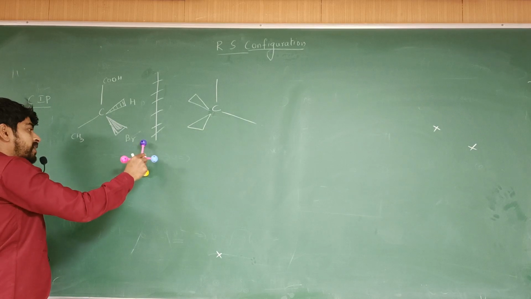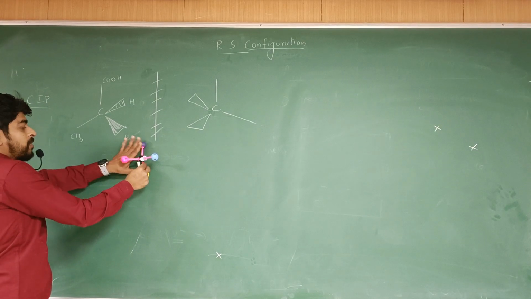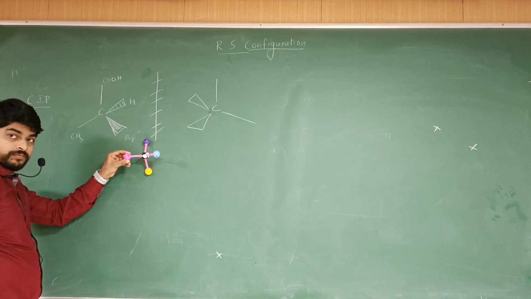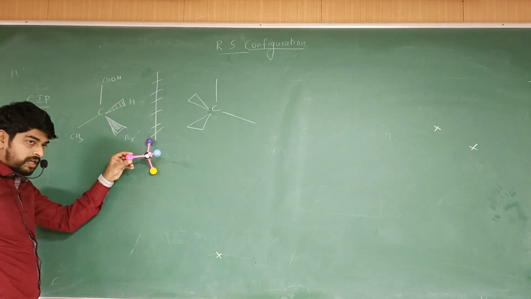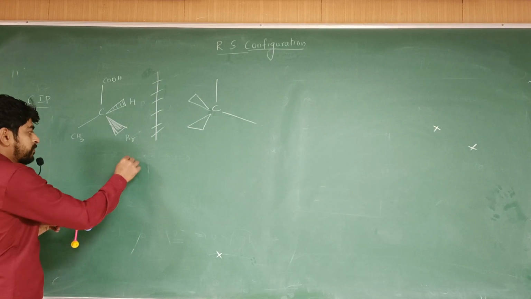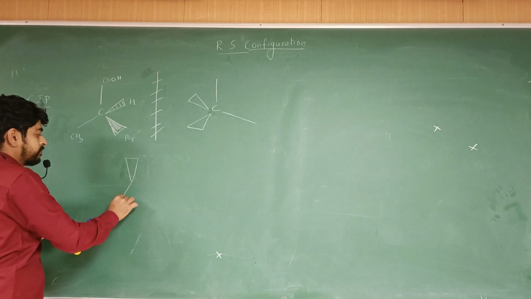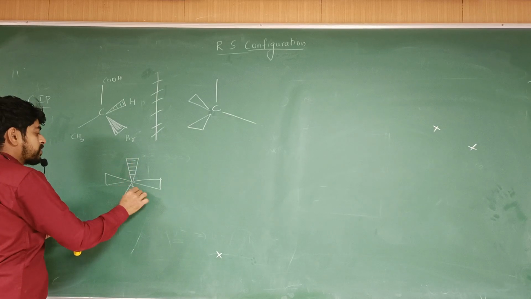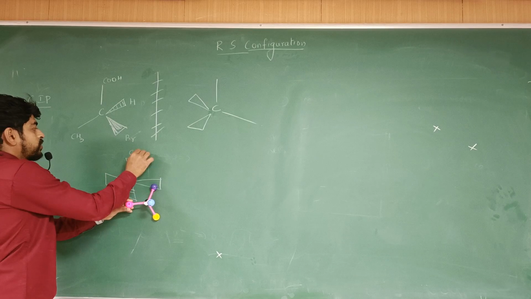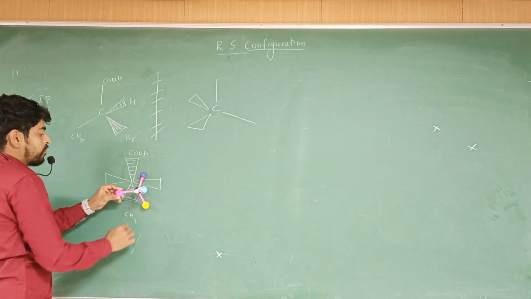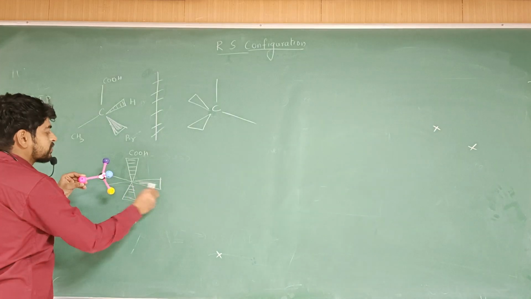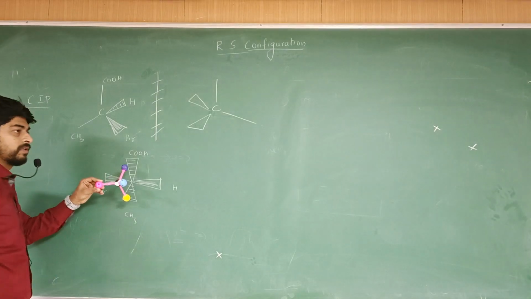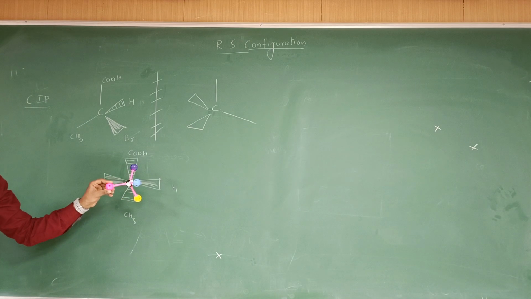I am twisting it further like this. Now what happens? Imagine this to be the plane of the board. Now the hydrogen and bromine are towards you, and COOH and CH3 are away from you. So how would this structure look? Those which are away from you are represented by dashed lines, that is the COOH group and CH3 group. Those which are towards you are represented by solid lines, a solid wedge. So this is hydrogen, this is bromine. So this is one more way of representing the same molecule.